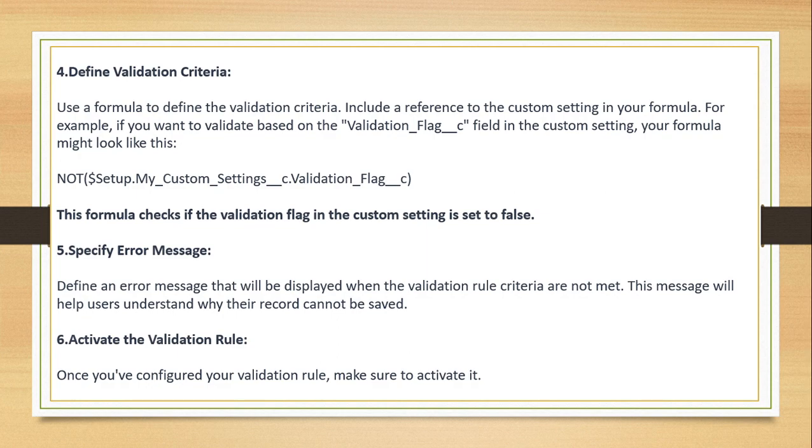Then define an error message. Specify the error message and activate the validation. The flag will be true or false. If it is false, it doesn't show a message. If it is true, it shows the message that you defined as the error message. This message helps users understand why their records cannot be saved. After that, activate the validation rule. When you have configured all your validation, make sure to activate it.